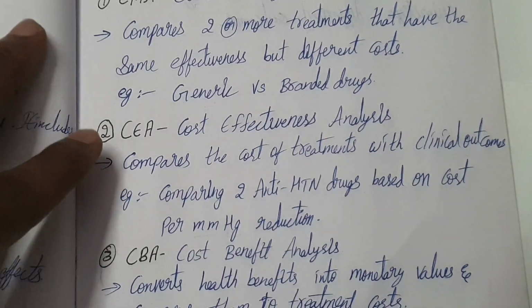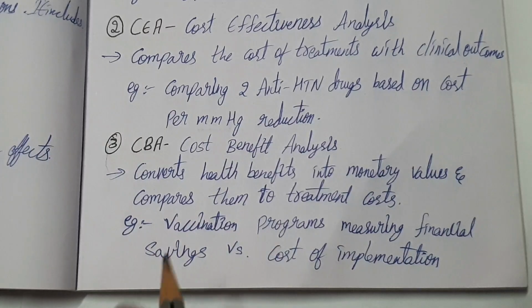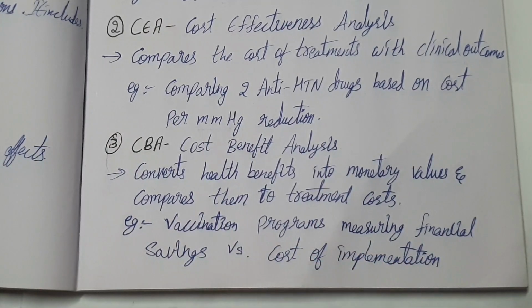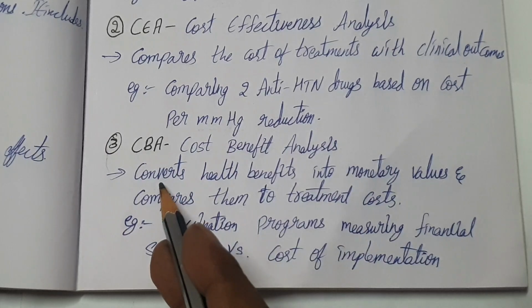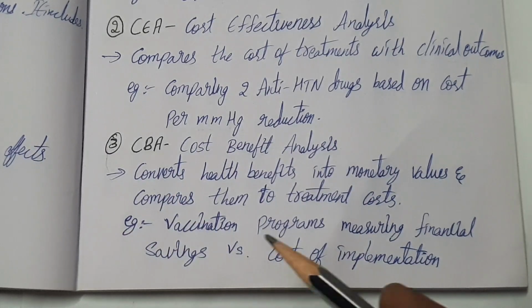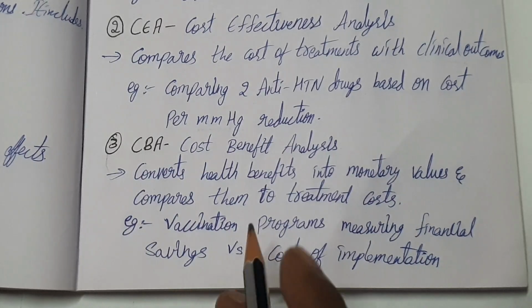Then we have cost benefit analysis. It mainly compares the health benefits. It converts health outcomes into money, then compares them to cost. So cost benefit analysis converts the health outcomes into money, then compares the cost.